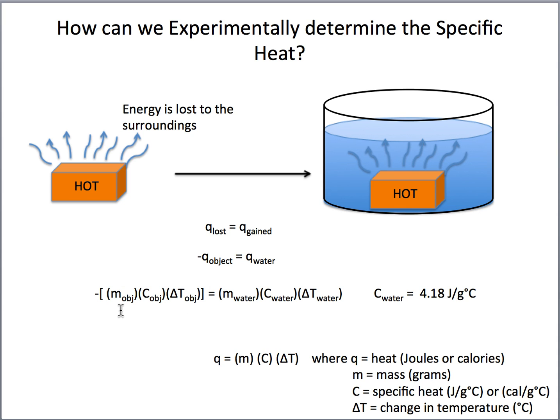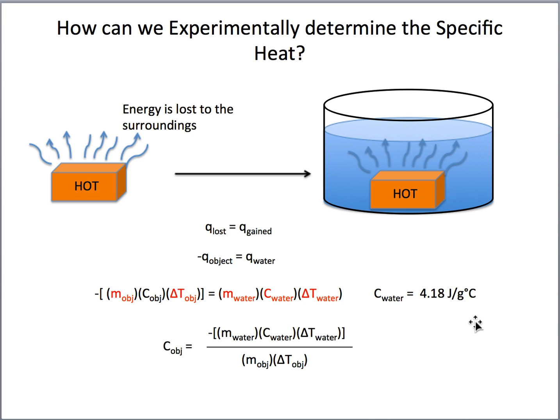The mass of the object, that's easy enough to measure, so is the change in temperature. Same thing with water. In both cases, the change in temperature and the mass are fairly easy to measure. The specific heat of water is actually a known value, something we can look up, and it comes out to 4.18 joules per gram degree C. Well, that's great, right? The only unknown here is the specific heat of our object, which is what we were looking for. So we can rearrange to solve for it and just calculate our specific heat of the object.